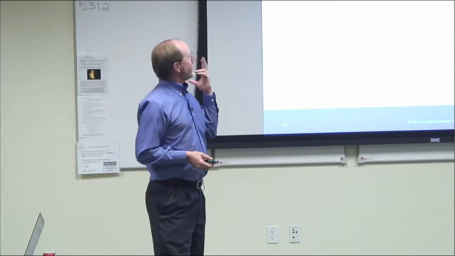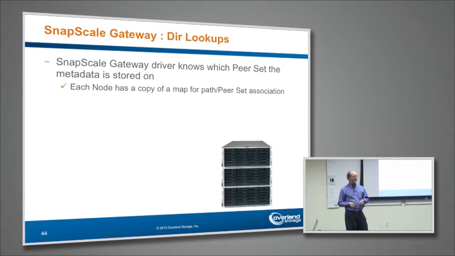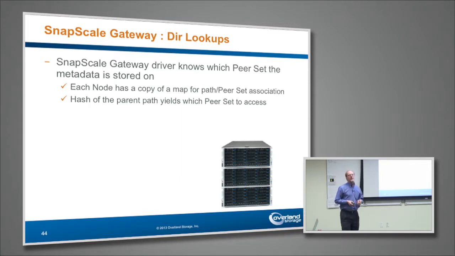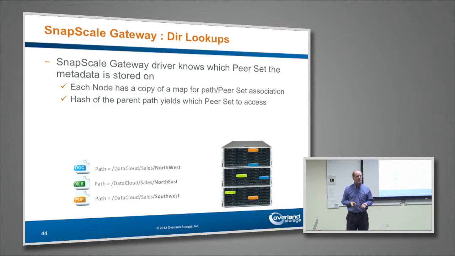So the SnapScale gateway driver is an intelligent driver. It knows where the data is. So if we look at directory lookups, as we already talked about, we look at the path, and that tells us which peer set to go and get the metadata for that directory. So in this case, the northwest ends up on the blue peer set, the northeast goes on the green, et cetera. They could actually hash to the same peer set or different ones. Different paths are going to hash to different peer sets.